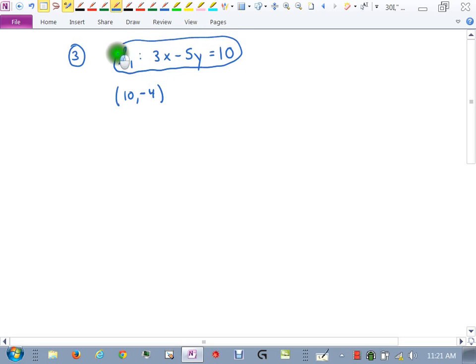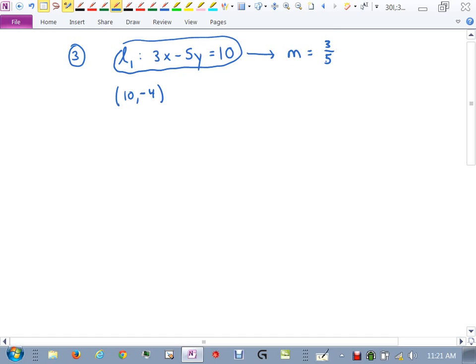Find the equation of the line that is parallel to this line. So I'm given a line L1. It's 3x minus 5y equals 10. I want to be parallel to that, but I want to go through this point, the point (10, -4). Now, this line is the one from number 2. We just did that line. So we already know from what we just did in the previous problem that the slope of this line was 3/5.